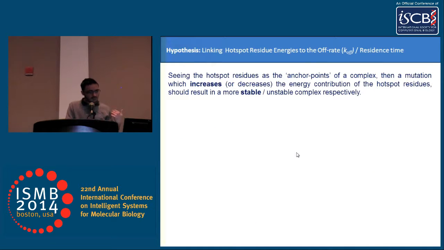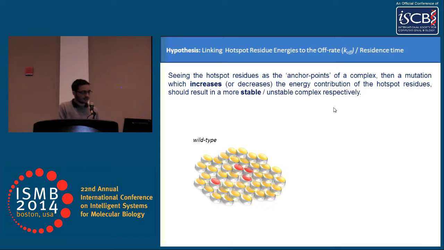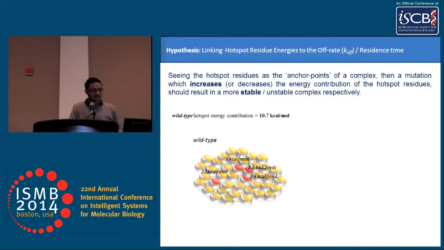So the hypothesis that we set up is that, seeing the hotspot residues as anchor points of a complex, a mutation which increases the energy contribution of hotspot residues should maybe result in a more stable complex. So for the wild type interface, we make a computational alanine scan, predict the hotspots, get the delta delta Gs, and sum the contribution of these hotspots.